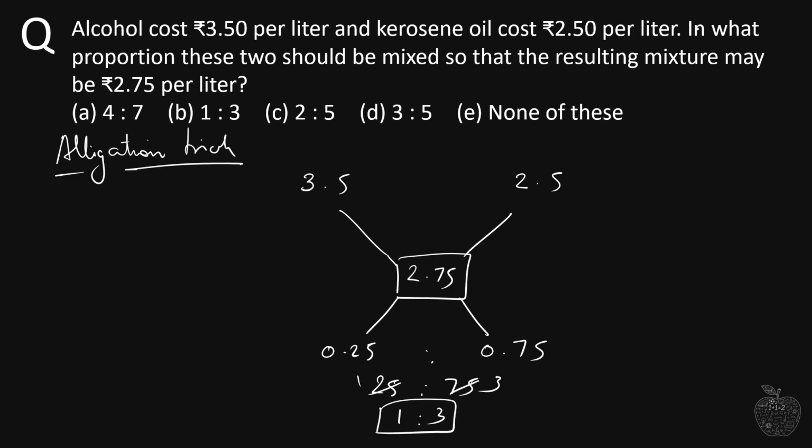And that is what we are asked in the question. In what proportion should they be mixed? So they should be mixed in the ratio 1:3, and this is again the required answer. So we get option B is the correct one. Now you can either solve it the normal way or you can use the alligation trick. I prefer the alligation trick because in this way the question can be solved much more quickly, right? So this is how you solve the question.